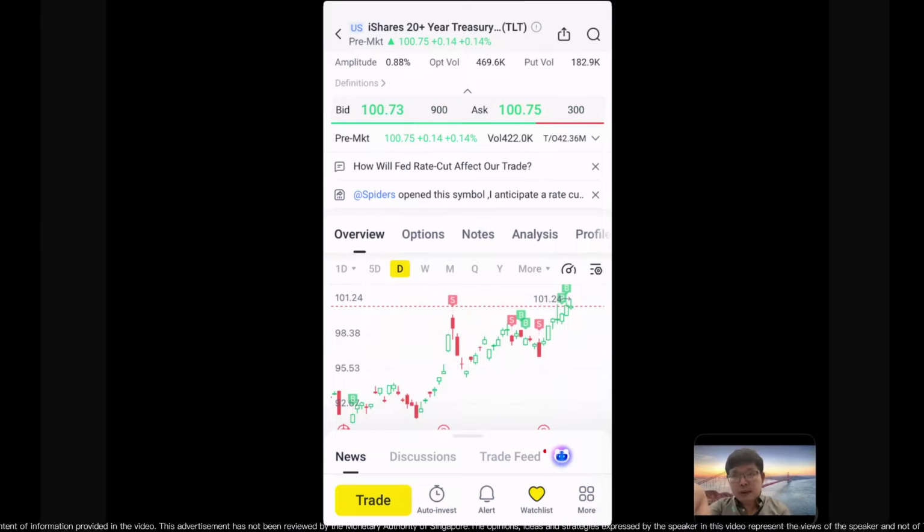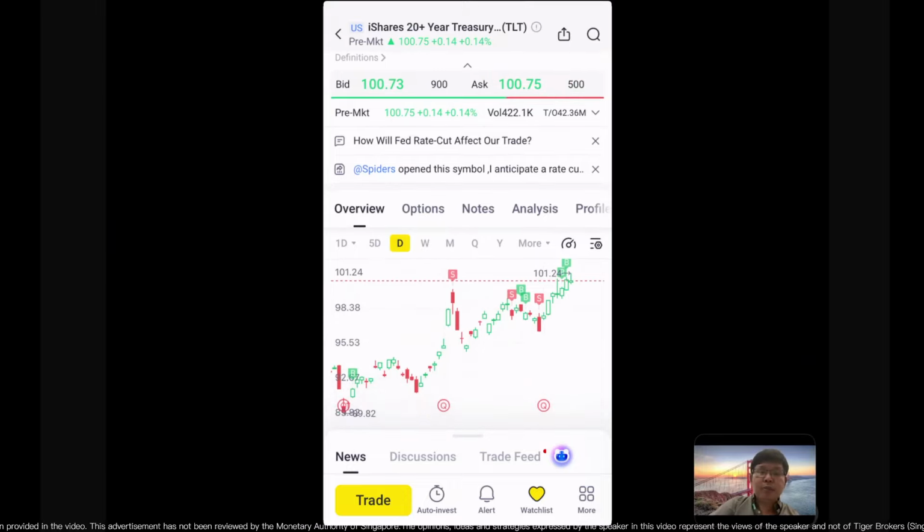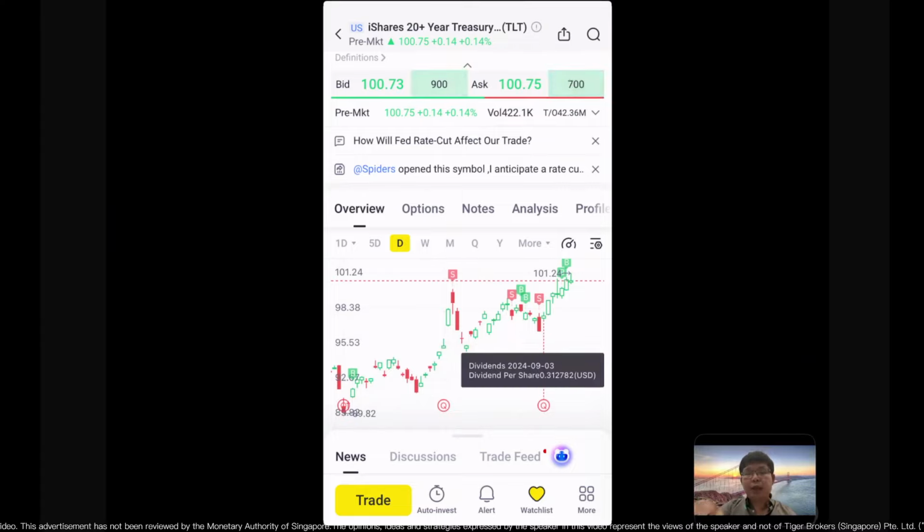Every time we say we buy something, wouldn't it be good if we have a monthly dividend? You see, TLT gives about 31 cents per month, right? So every month we get about 31 cents per share, which means it's like $31 for 100 shares. With $31 we can pay a handphone bill, or eat a simple set meal.